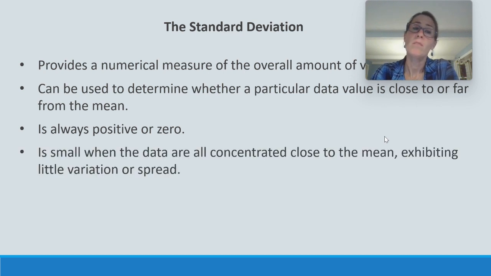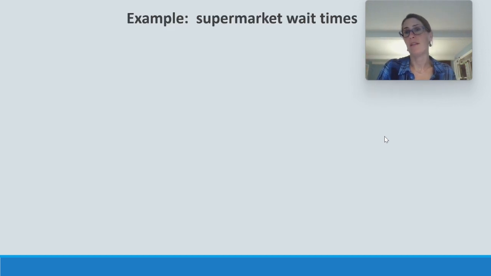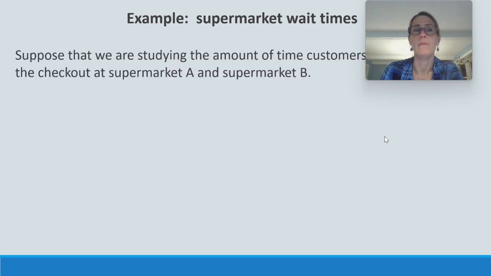The standard deviation is small when the data are all concentrated close to the mean, exhibiting very little variation or spread. But the standard deviation is larger when the data values are more spread out from the mean, showing more variation in the data. So an example of this, supermarket wait times.